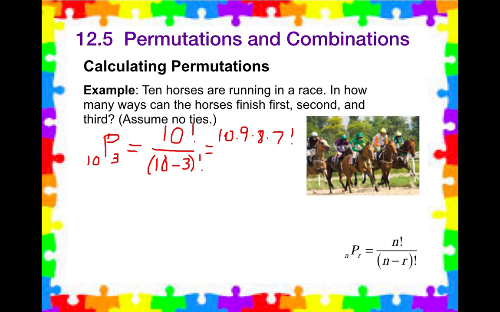Remember, the 7 keeps on going all the way down to 1, over 7 factorial. So we can cancel out the 7 factorial and multiply all the rest of that together, and we get 720 different ways that these 10 horses could be chosen at random, first, second, and third.